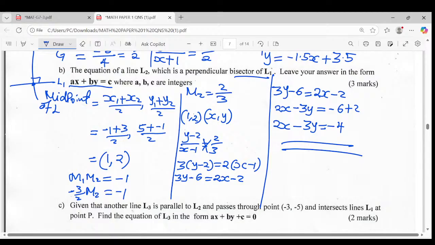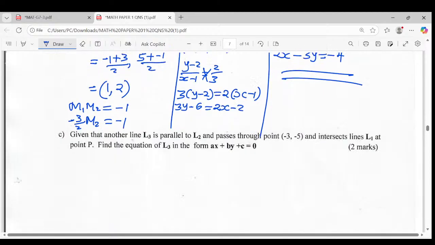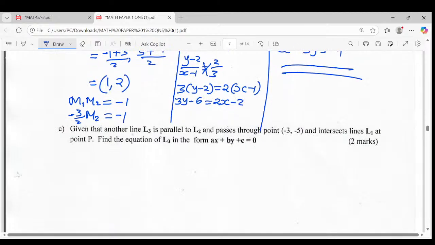Let's have a look at part C. Given that another line L3 is parallel to L2 and passes through the point -3, -5 and intersects L1 at point P, find the equation of L3 in the form of ax plus by plus c is equal to 0. 2 marks. Ladies and gentlemen, let's have a look at that question.